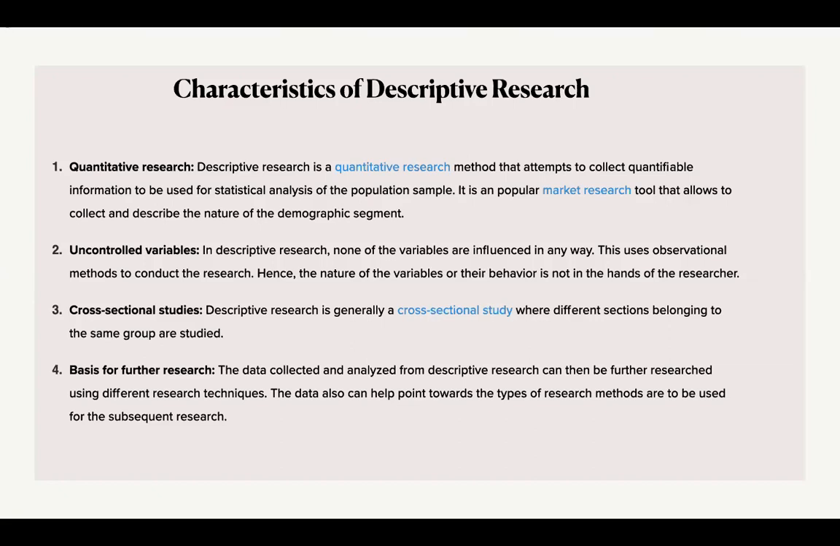Uncontrolled variables. In descriptive research, none of the variables are influenced in any way. This uses observational methods to conduct the research. Hence, the nature of the variable or their behavior is not in the hands of the researcher. And the third one is cross-sectional studies. Descriptive research is generally a cross-sectional study where different sections belonging to the same group are studied.